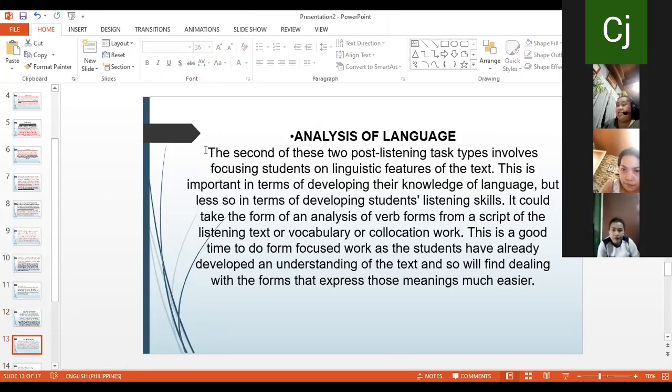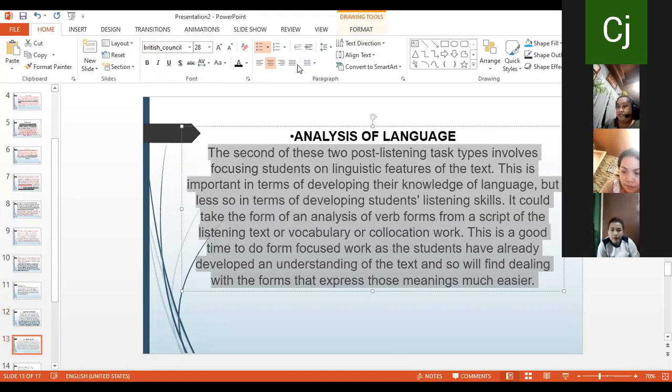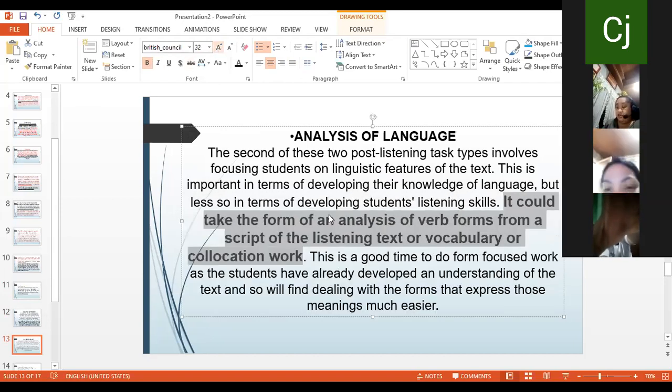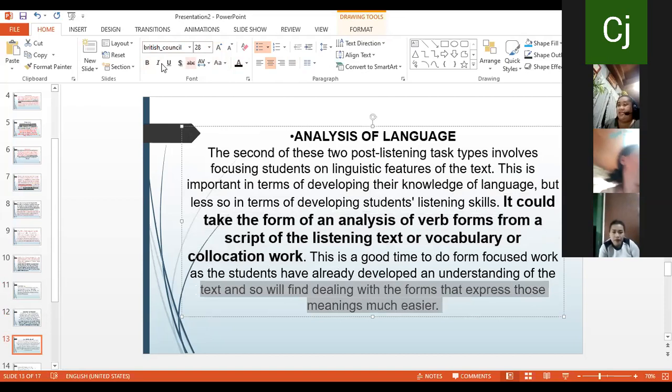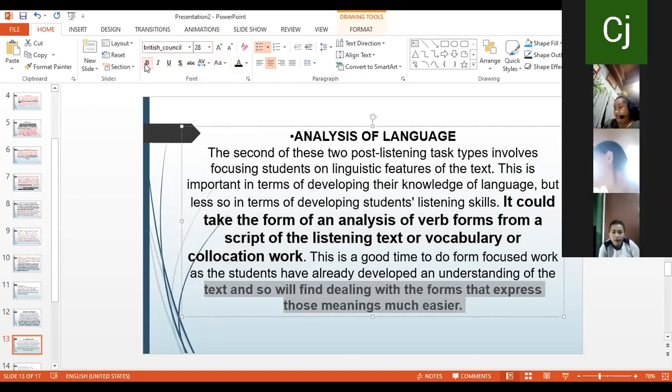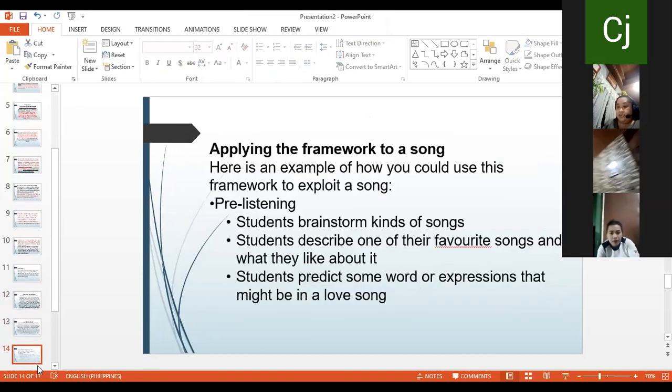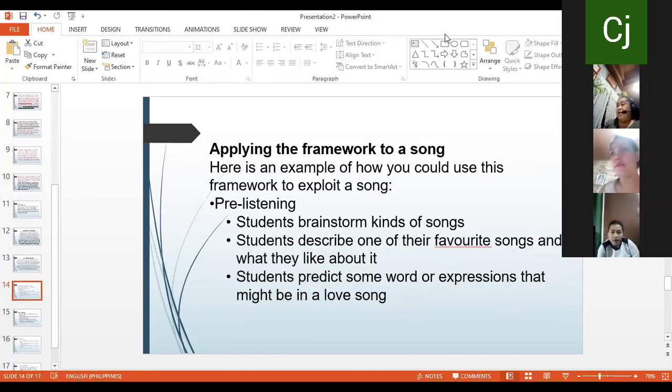Next, it could be analysis of language. This is important. It could take the form of verbs, in text form. You can also analyze expressions and meanings. That is what you should remember when you give activities. So, let's cut here for now.